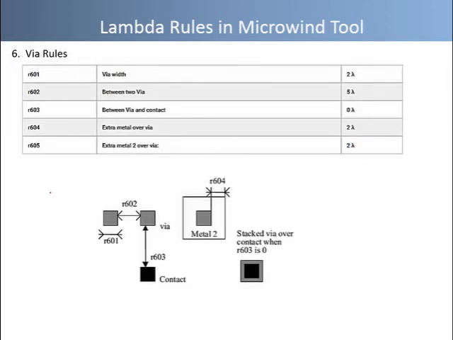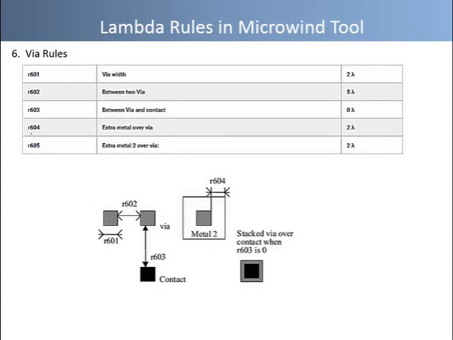Via also must satisfy certain rules. For example, rule 601 states that the minimum width of a via must be at least 2 lambda, and minimum separation between two vias is given by rule 602, which says that two vias must be separated by at least 5 lambda. Similarly, according to rule 603, the minimum separation between via and a contact can be 0 lambda. It means that contact and via can be placed arbitrarily close to each other.